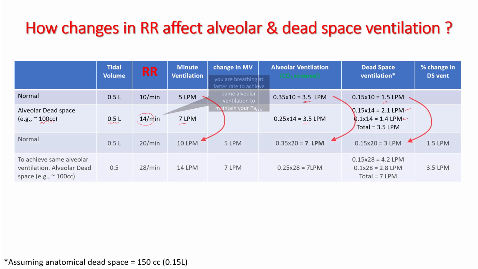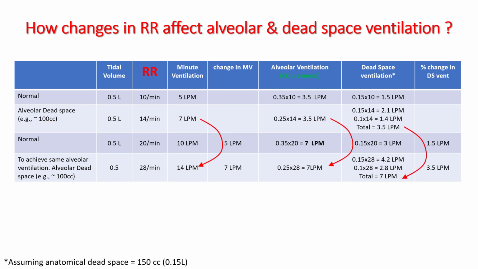If you double up the minute ventilation, so let's say from 5 to 10 liters per minute, your alveolar ventilation also doubles up to 7 and your dead space ventilation also doubles up to 3 liters per minute. Let's see what happens when we double up the minute ventilation in a patient with alveolar dead space. This patient was breathing at 7 liters per minute at baseline, and now he's breathing at 14 liters per minute. And out of 14, 7 liters per minute goes towards alveolar ventilation, and proportionately, there is 7 liters per minute that goes towards dead space ventilation.